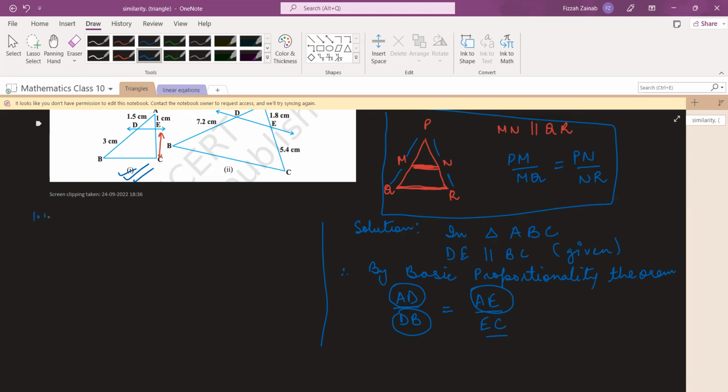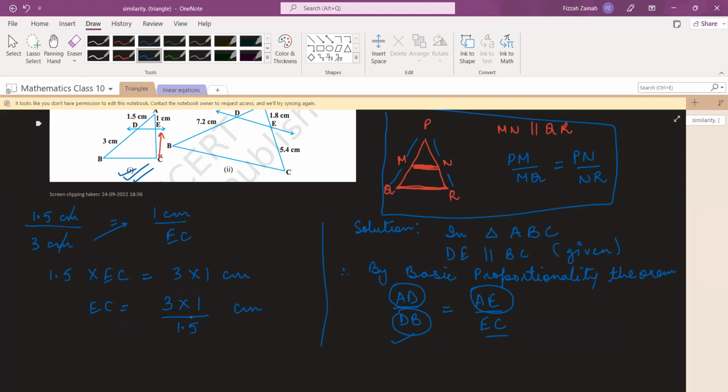So AD is 1.5 centimeter divided by DB. So DB is 3 centimeter is equal to AE is 1 centimeter and EC, right? So now you cross multiply, or first this centimeter actually cancels out, right? So 1.5 multiplied by EC will be equal to, now 3 will multiply this side. So 3 into 1 centimeter, right? So EC is equal to 3 into 1 divided by 1.5, which comes in the denominator, and 1 centimeter, because ultimately your answer is in centimeters. So 1 centimeter will remain here.